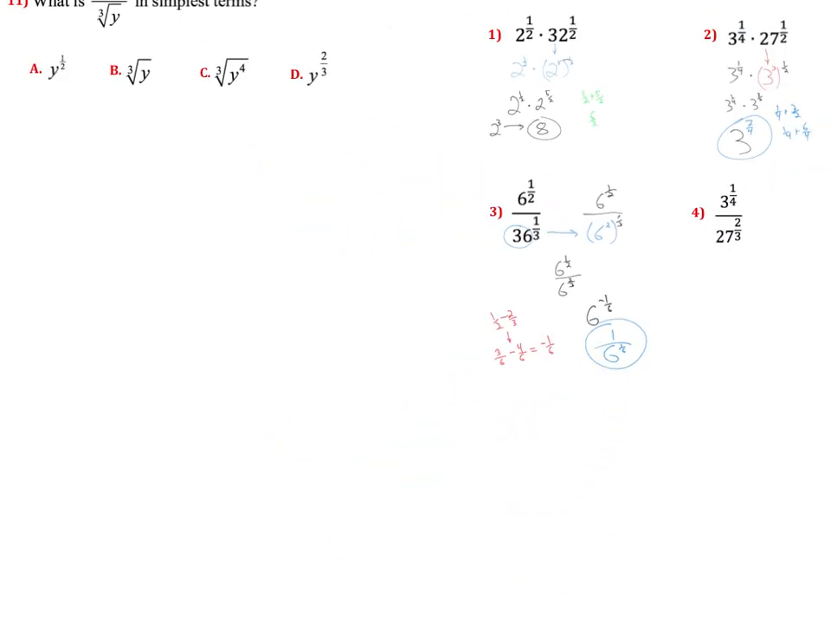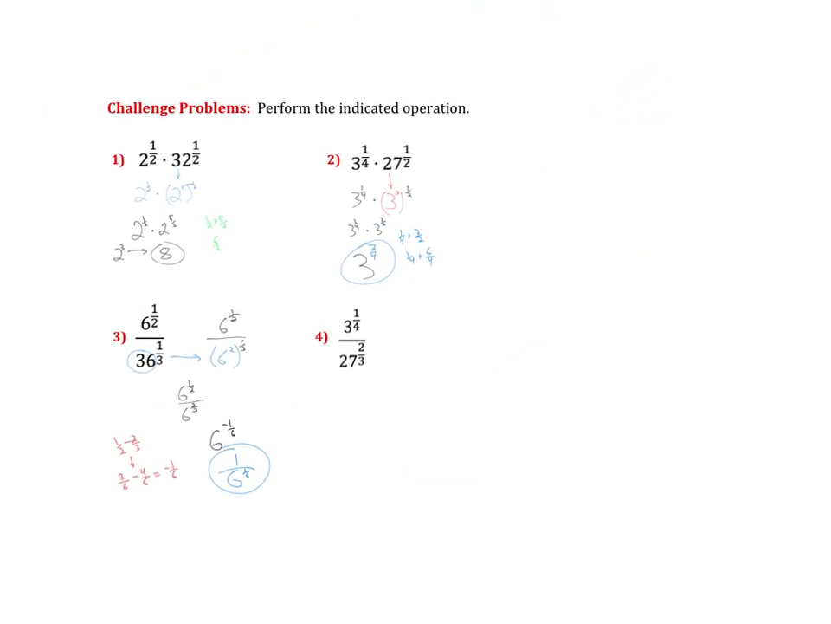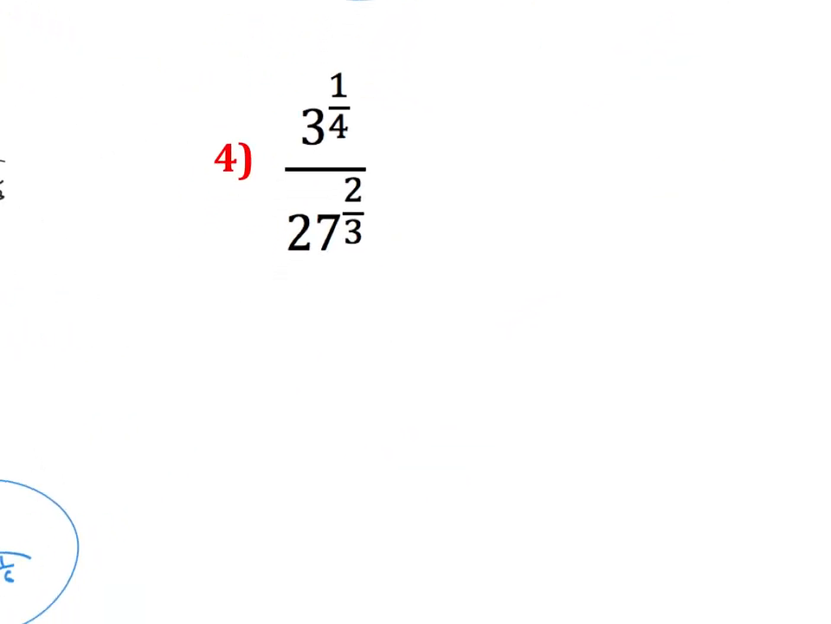All right, last and final one. 3 to the 1/4 divided by 27 to the 2/3. Bases are not the same, so we'll look at the larger of the two bases, 27, and ask ourselves, can I write that as the smaller base, in this case 3, raised to some power? And in this case, yeah, we can. That's 3 to the 3rd. So we have 3 to the 1/4 power over 3 to the 3rd to the 2/3 power.